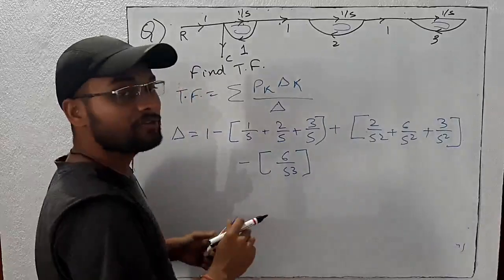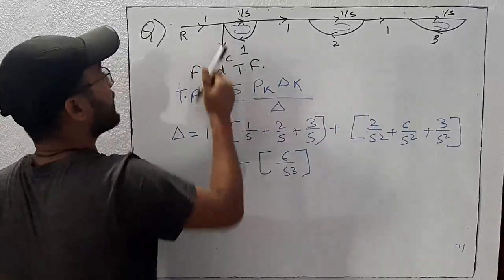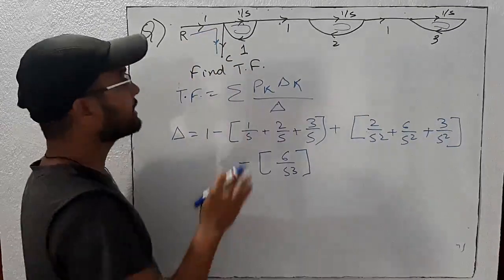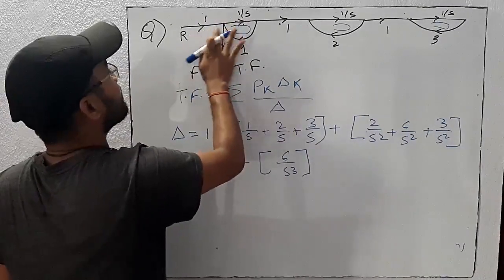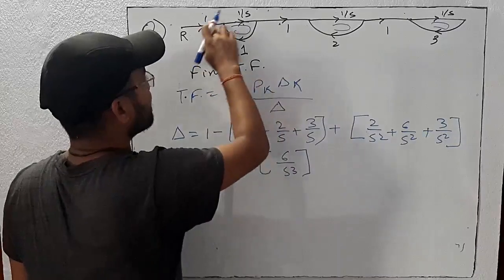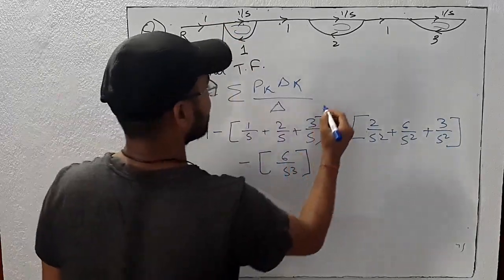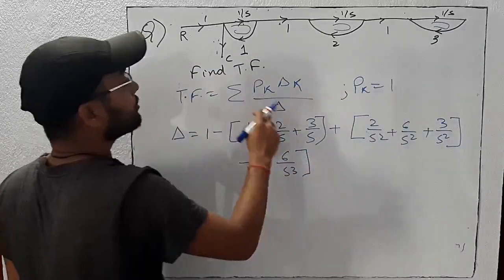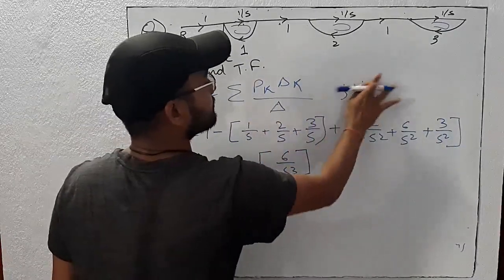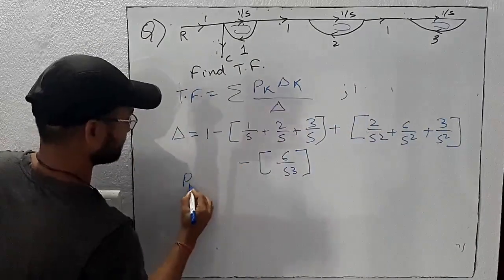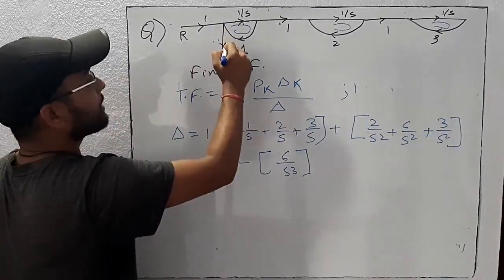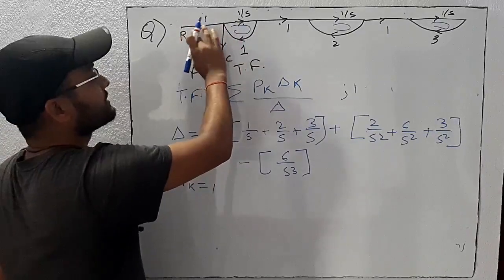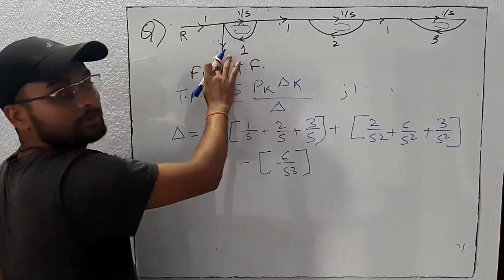And how many forward path gains are there? How many paths are connecting input to output? There is only one path. Okay. So Pk, the forward path gain, is 1 into 1. That is equal to Pk is equal to 1. And now for Pk equal to 1, we'll write here. For this forward path, we will remove these three nodes because the nodes touching this forward path are this, and this. So we will remove this.